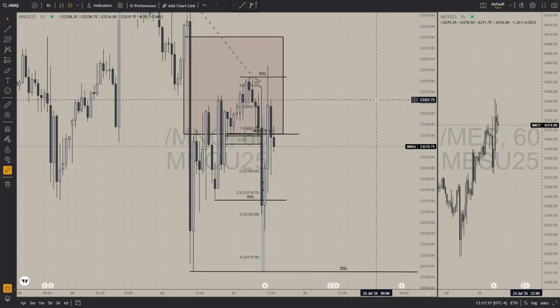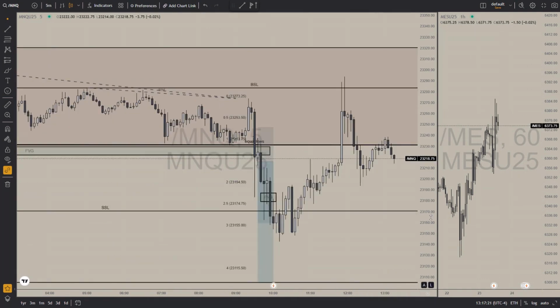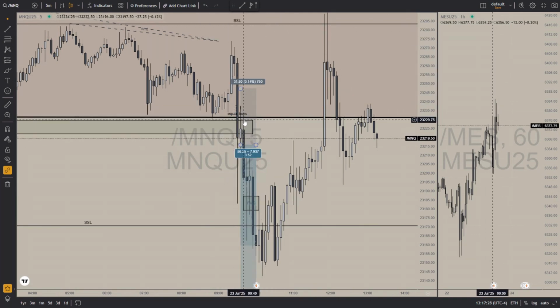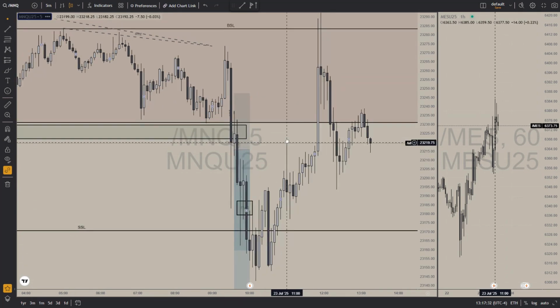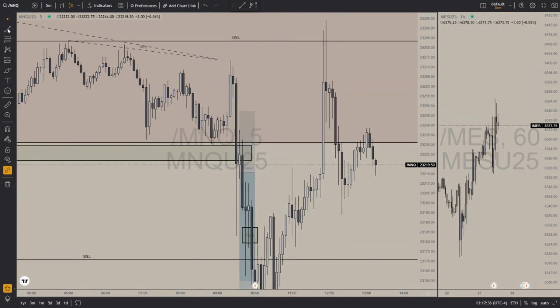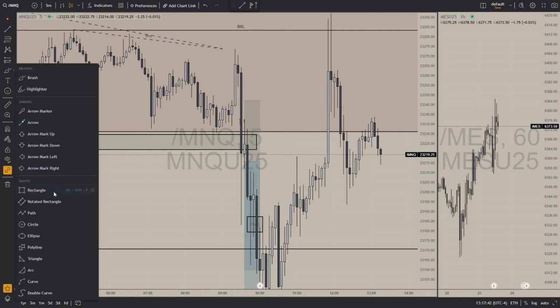And then let's scale down to the 5-minute. When market opens, we instantly get this change in the state. We had equal lows here that got taken as soon as market opened, but that just wasn't the draw, obviously. So yeah, market opens. We have our SMT.